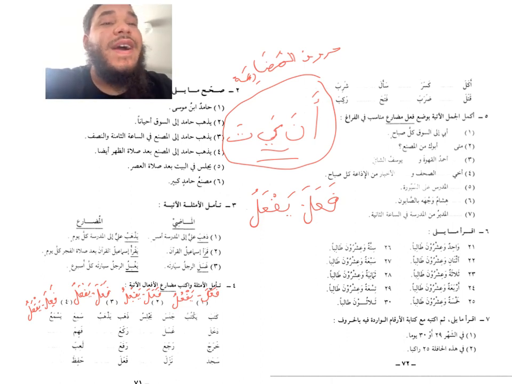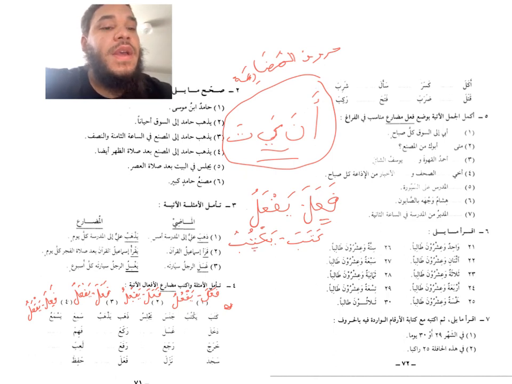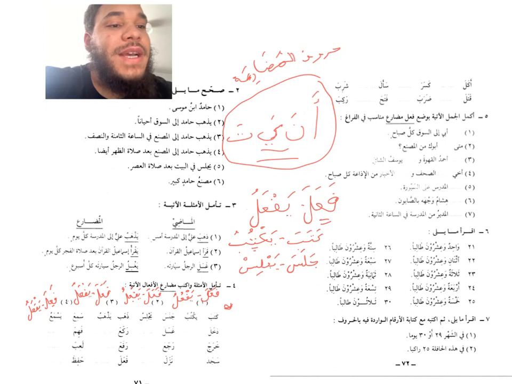Fa'ala, yaf'alu, okay? Now the ayn letter of the verb can change. It can be kasra, fatha, or dhamma, as we can see in the examples of the verbs here. So if we have kataba, it becomes yaktubu. Okay, so it's dhamma in the middle letter. If we look at jalasa, it becomes yajlisu. So it becomes kasra.